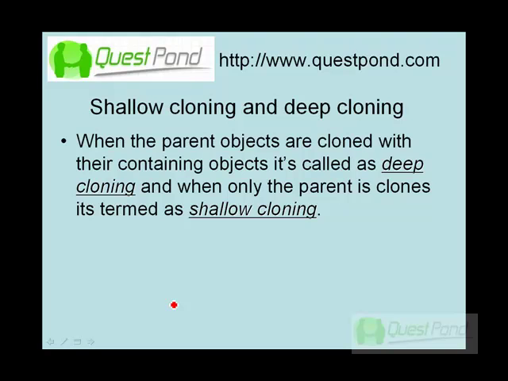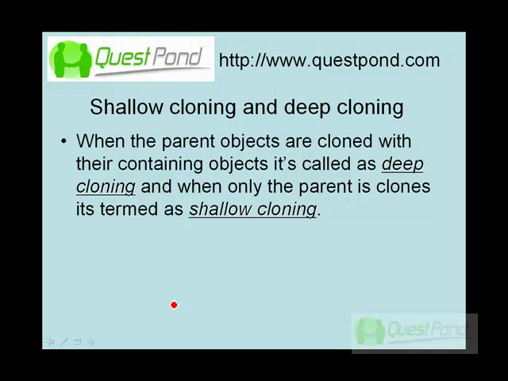There are two concepts when we think about prototype pattern. One is shallow cloning and the other is deep cloning. When you only clone the parent, it is called shallow cloning. Let's say that we have a customer object, and every customer object has a lot of address objects, and each address object has a lot of phone objects.